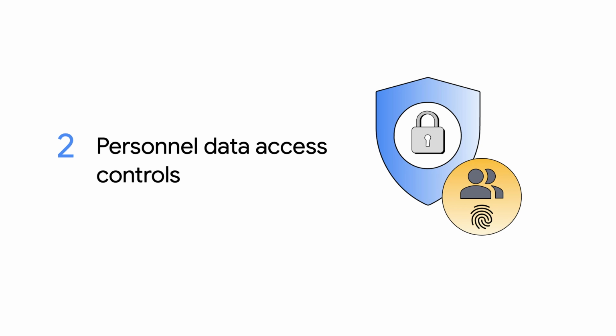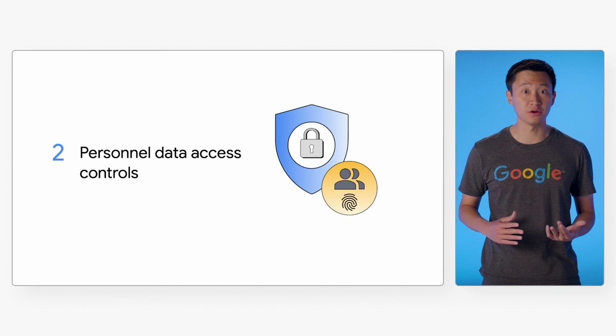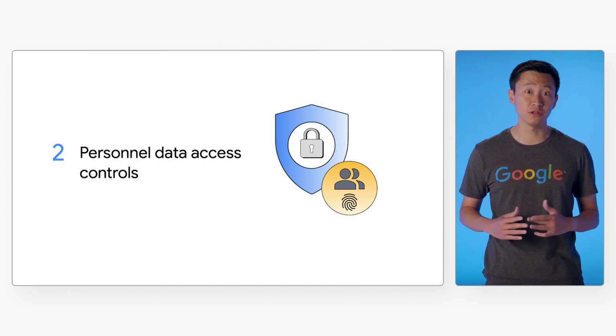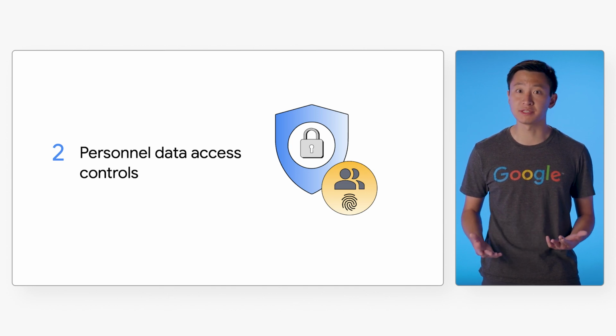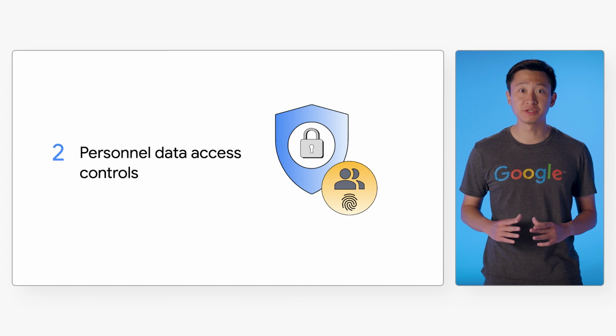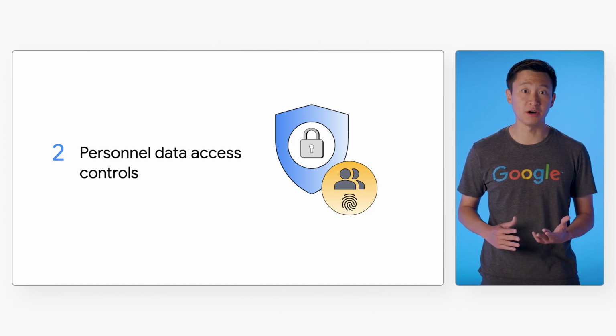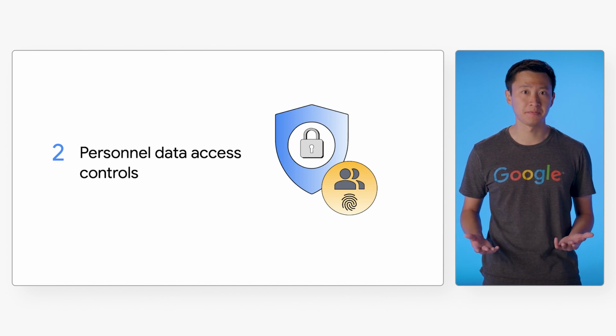Second, there's personnel data access controls. These ensure that only Google personnel who are able to satisfy certain physical location and background check requirements are able to access customer data in the course of a support action. For example, if you select FedRAMP High, support access will be limited to Google personnel who are located in the US and have completed enhanced background checks.